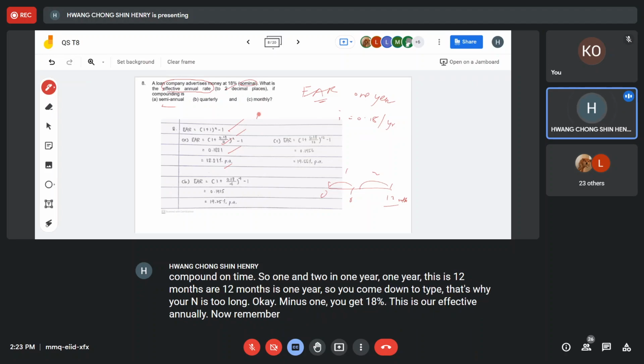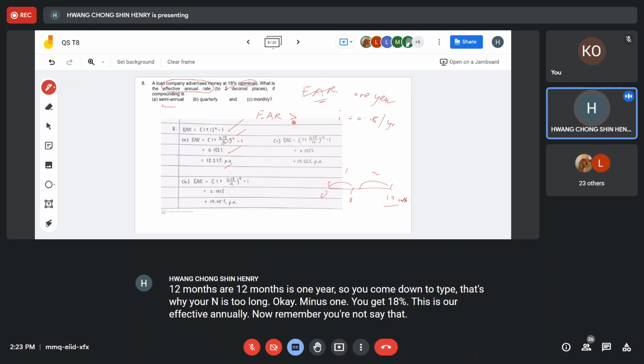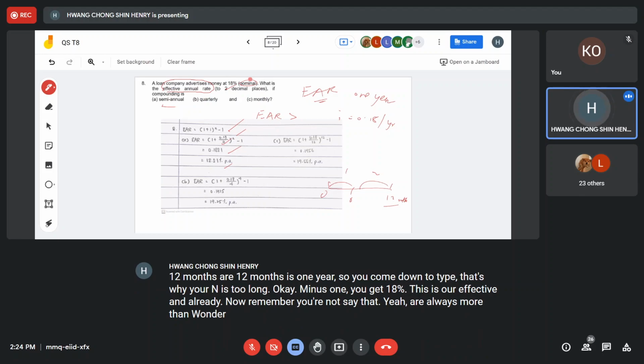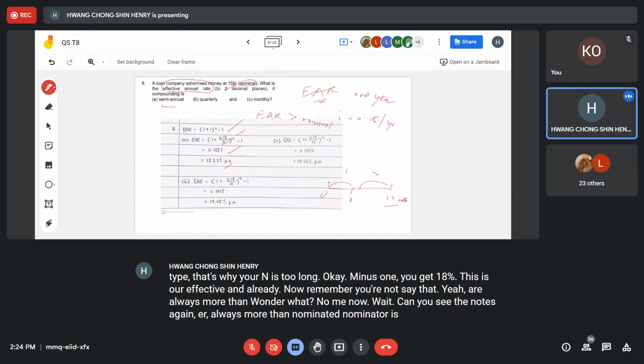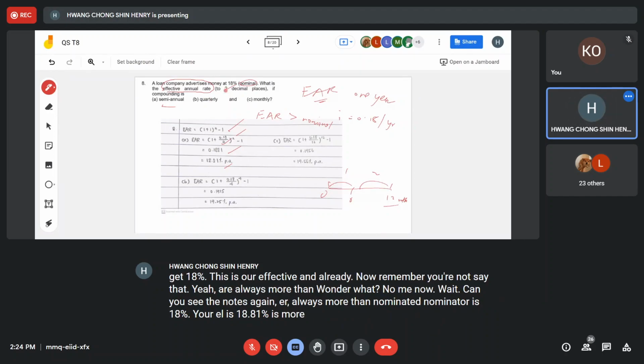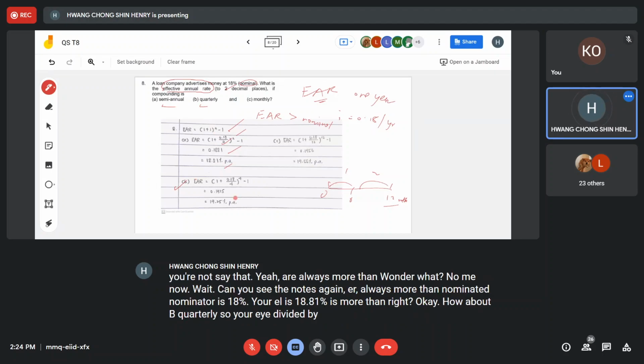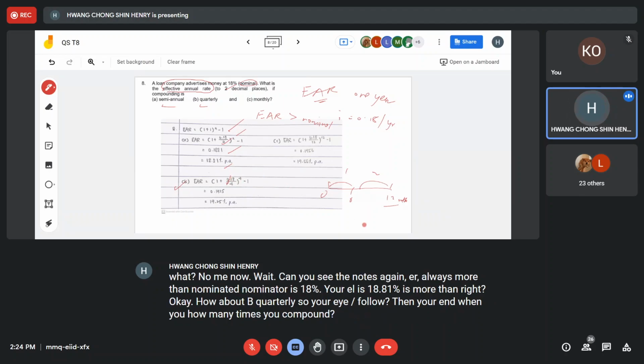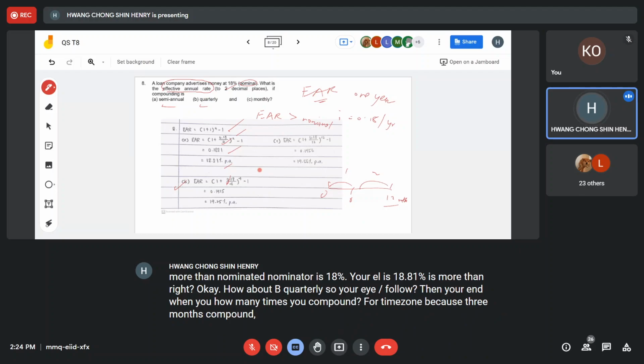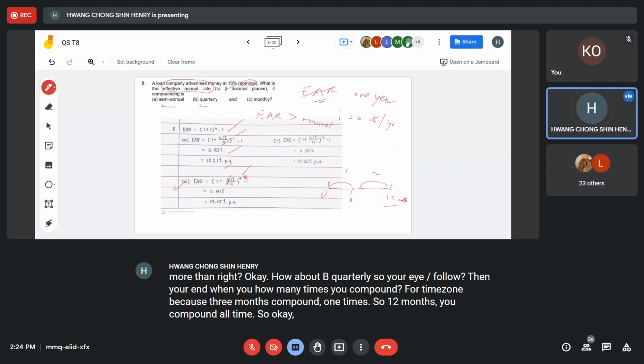18.81%. This is your effective annual rate. Now remember, your note says that EAR is always more than what? Nominal rate. Can you see the notes again? EAR is always more than nominal rate. Your nominal rate is 18%. Your EAR is 18.81%. It's more than, right? Okay, how about B? Quarterly. So your I divided by 4. Then your n, 1 year, how many times do you compound? 4 times, because 3 months compound 1 time. So 12 months you compound 4 times. Okay, power 4 minus 1.